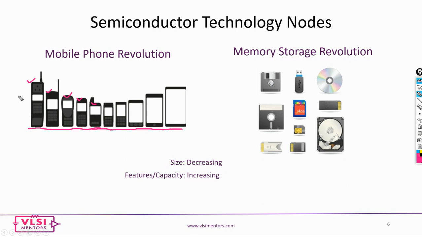The initial phones were big in size, but these days phones are very sleek. That is because of the technology access that we have. In terms of size it is decreasing, but in terms of the number of features in the phones, it is increasing. We keep adding more and more features.